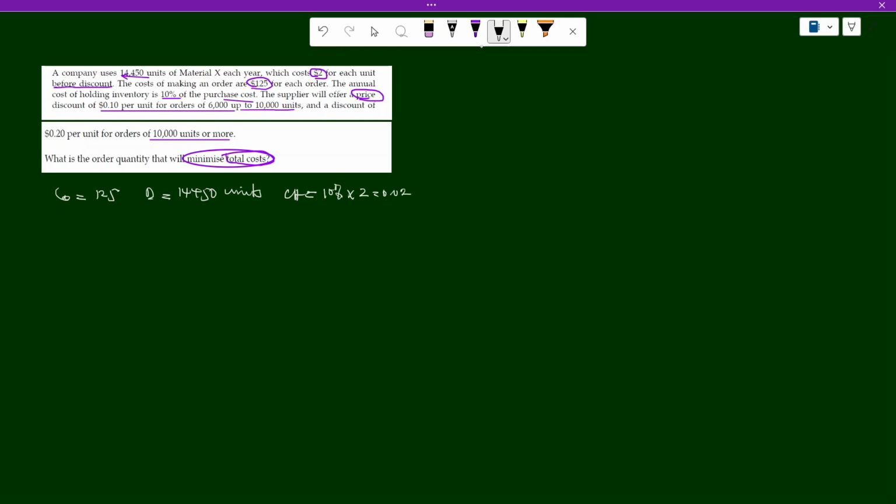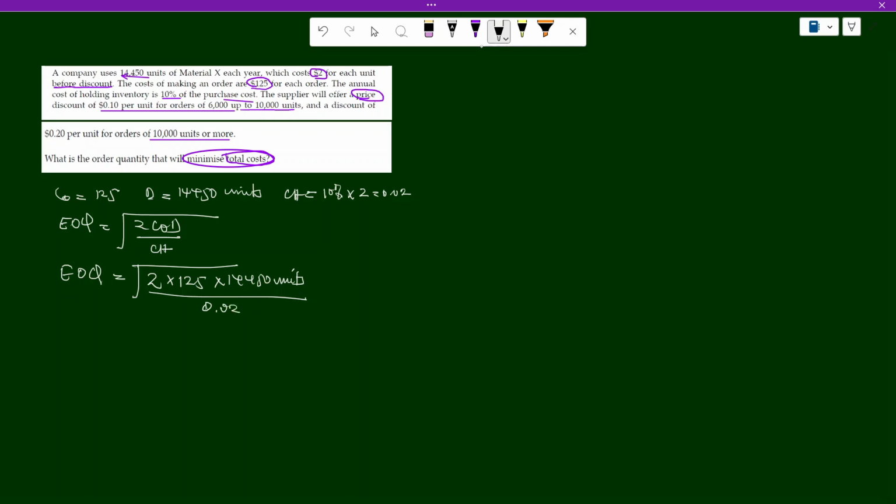Okay. So in that particular example, we are going to find the economic order quantity as the square root of 2CoD over the cost of holding. In this particular example, we are going to have 2 times 125 times 14,450 units, all divided by the cost of holding, which is 0.02.